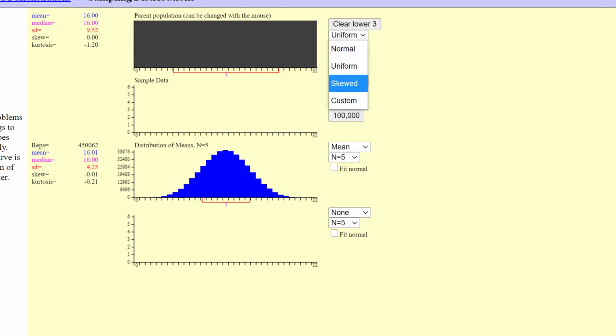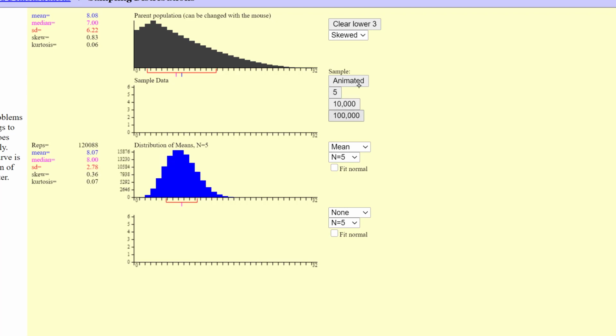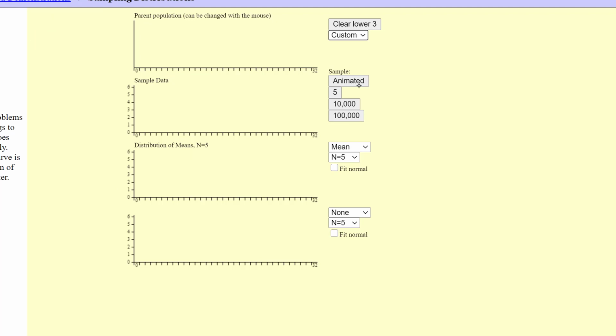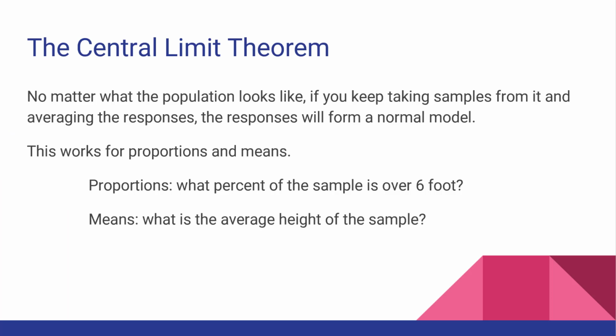Next is skewed. Even if it's skewed, we're still going to get a normal thing. So going again, if we keep doing that, we can see our distribution start to take form. And there we go. And the big rule here is just that no matter what distribution we choose, what distribution our parent looks like, it's still always going to be a normal distribution. And that is the central limit theorem.